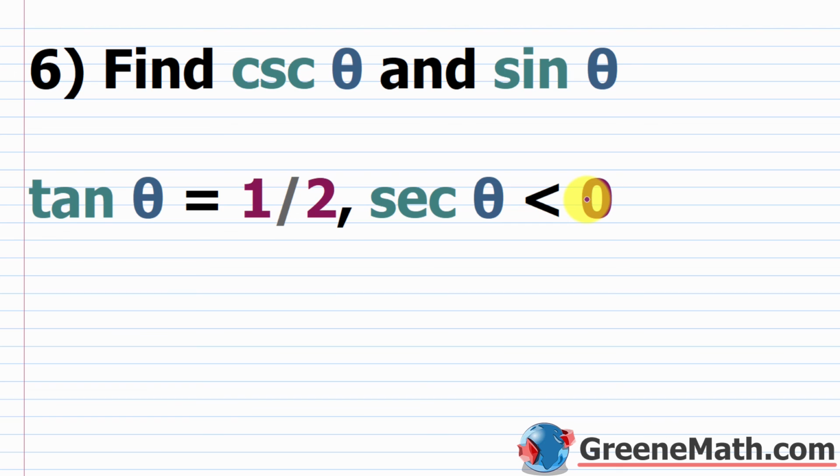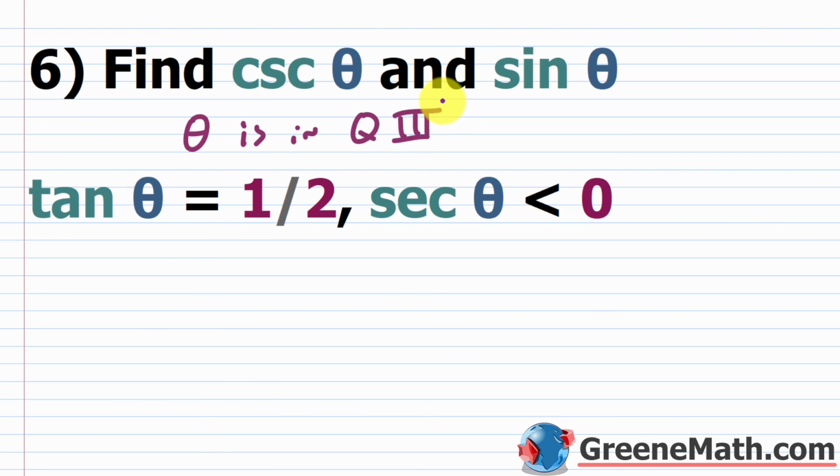So for the tangent of theta to be positive, you have to be in quadrants 1 or 3. For the secant of theta to be negative, you have to be in quadrants 2 or 3. So that tells me I'm going to be in quadrant 3 here. So let's put that theta is in quadrant 3.